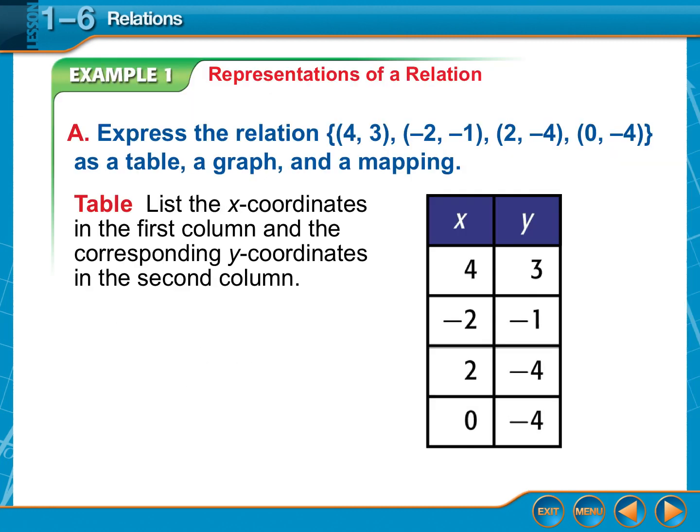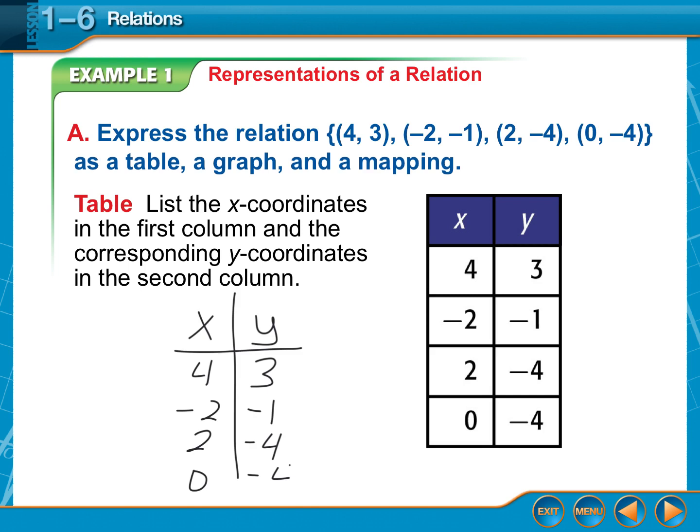So it says express the relation, and then it gives you all these ordered pairs. They want us to write it as a table. So pause. Table looks like this every single time. You're going to write X, and then you're going to write Y. Now we're going to take each ordered pair and put them in the right spot. So the first ordered pair, what's the X? 4. What's the Y? 3. Next ordered pair, what's the X? -2. -1. Next one? 2, -4. Next one? 0, -4. Okay, so all you're doing there is putting them in a table, understanding what's the X and what's the Y.